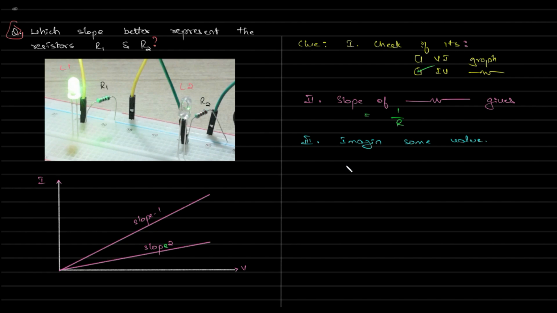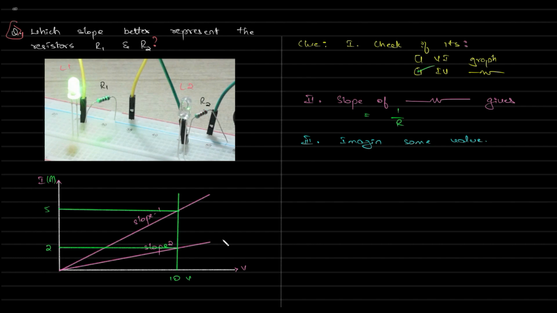Next thing is we need to imagine some values. So we can draw a line. Whenever you have to do this, just take a random line along the x and y axis which cuts both the slopes, and from there just project it onto the y axis. We'll imagine this to be 10 volts. Say this current is 2 ampere, and we can imagine this to be 5 ampere.